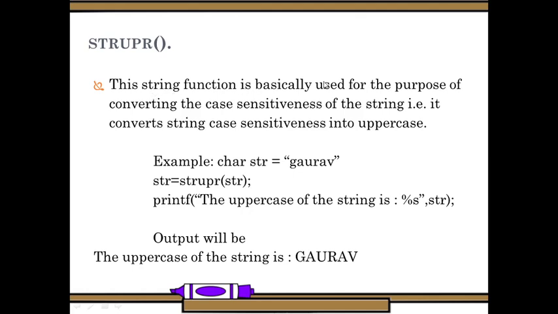This string function is basically used for the purpose of converting the case sensitiveness of the string into uppercase. It converts your characters into uppercase. Gaurav is the string. If I pass it to the strupr function, then it converts that to capital. See, the output will be the uppercase of the string, Gaurav. Whatever characters you had, they will be converted into uppercase.